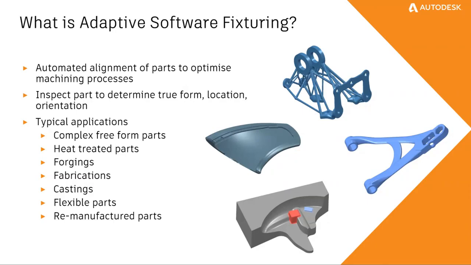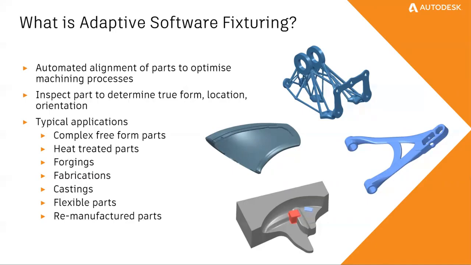PowerInspect will generate a new datum according to the true location and true orientation of the part, and that new datum can be transferred directly to PowerMill. How will this new datum be created? You can take certain points in PowerInspect and create a best fit alignment. Through best fit alignment, you can create a new datum, and that new datum can be transferred directly to PowerMill.